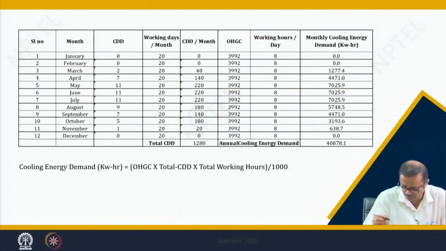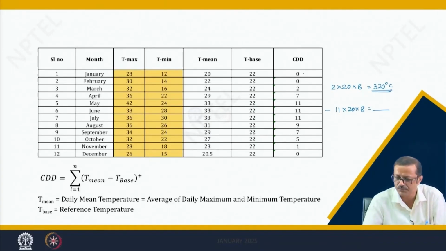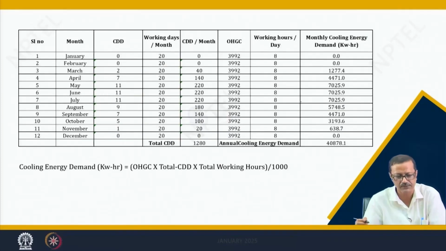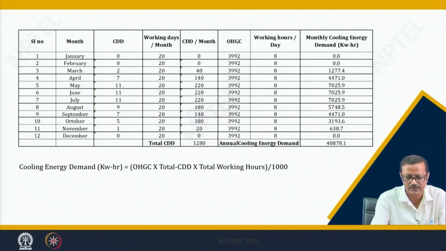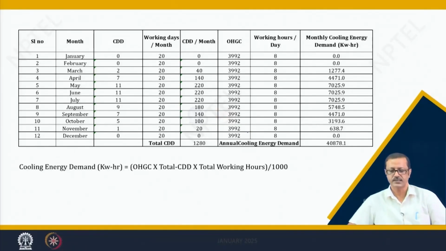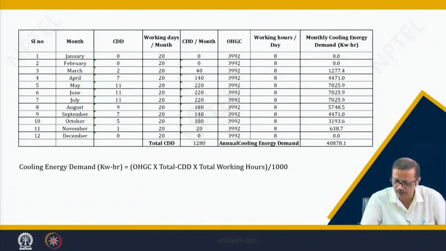This is the CDD that I have got from here: 0, 0, 2, 7, 11, 11. And this is the 20 days. This is the CDD per month. So, just multiply 20 into 2, 7 into 20 is 140, 11 into 20 is 220. This is your OHGC, multiply that with the working hours, 8. So, that many kilowatt hours will be my total requirement.